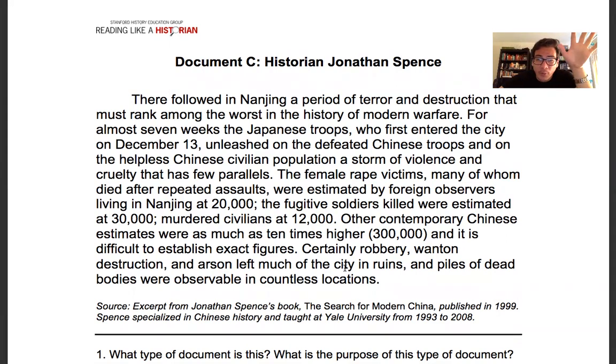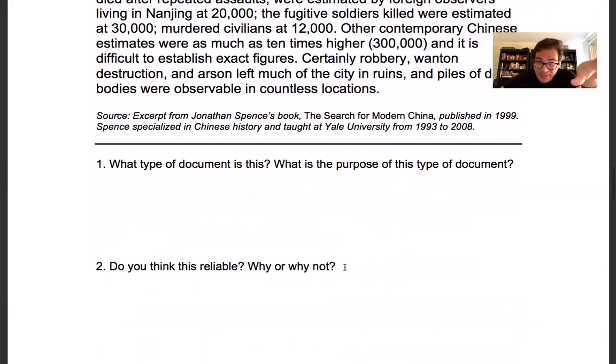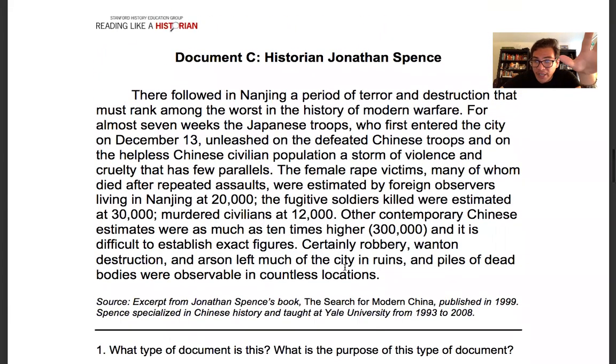Now, for document C, before we read, take a few moments to source this document. I want you to tell me, what type of document is this? What is the purpose of this type of document? And do you think this document is going to be reliable? Why or why not? Sourcing, just for clues, you'll find the information here and up here. So take a few moments to answer those two questions before we even dive into the text.